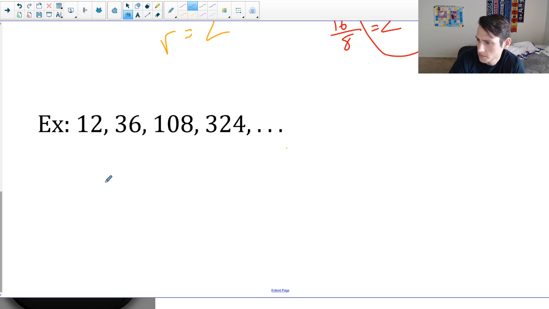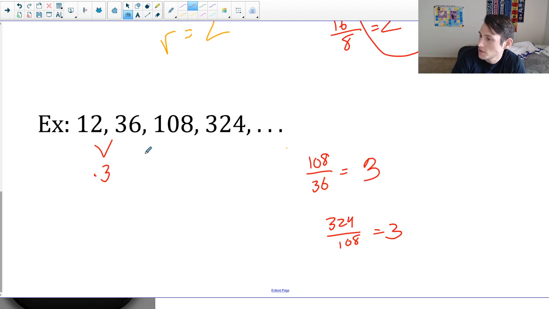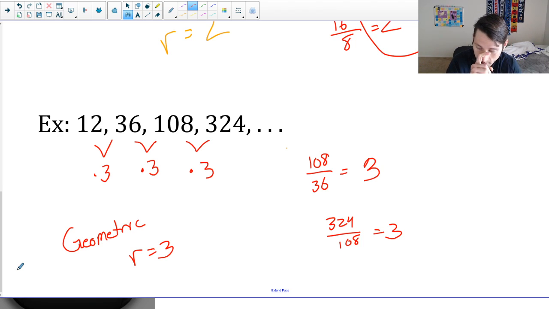Similar thing here. So 12 times 3 would make 36. So I think that's the ratio. But if I'm not sure, like between 36 and 108, well, we can just work back, divide. 108 divided by 36 is 3. 324 divided by 108 is 3. So yeah, this is also times 3. So this is also a geometric sequence, but the ratio is 3.